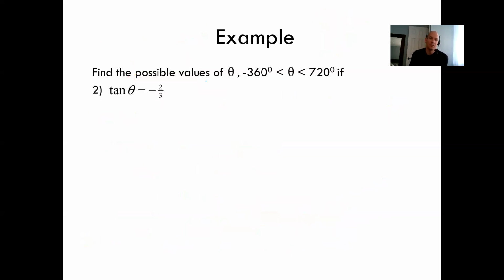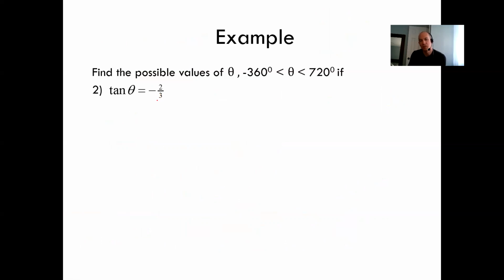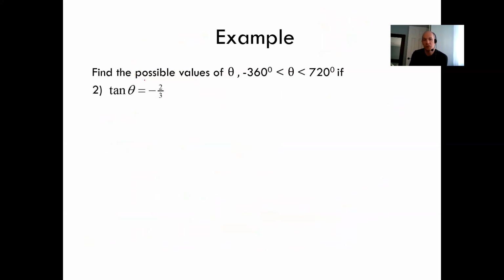Okay, question 2. This one's pretty similar, but there's one little difference here. We're told tan theta is equal to negative 2 over 3. Now, what makes this question so different from the last one? In the last one, I gave you two different values, sine and cosine. Here, I only give you tan. So this only gives you one clue.